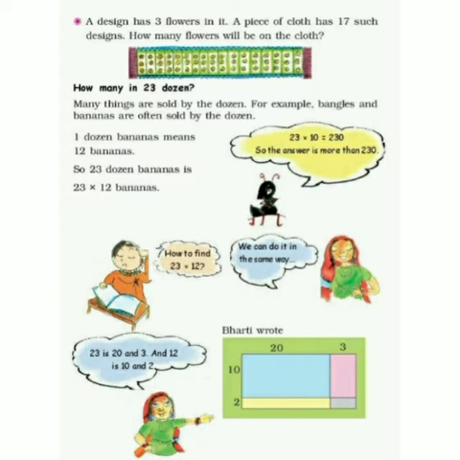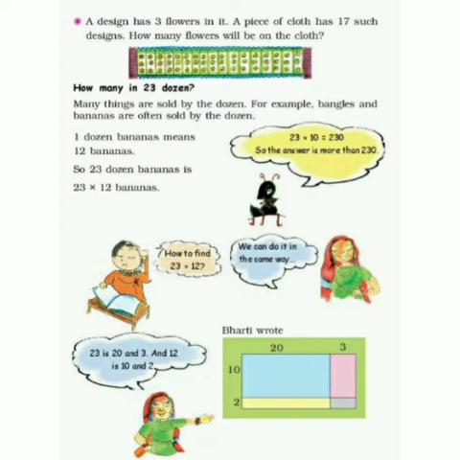Next, how many in 23 dozen? Now many things are sold by the dozen. For example, bangles and bananas are often sold by the dozen. Now how many things will be there in a dozen? 12. So 1 dozen bananas means 12 bananas, right? So in 23 dozen, how many bananas will be there? 23 multiplied with 12. But children, here you have to multiply a 2-digit number with a 2-digit number.